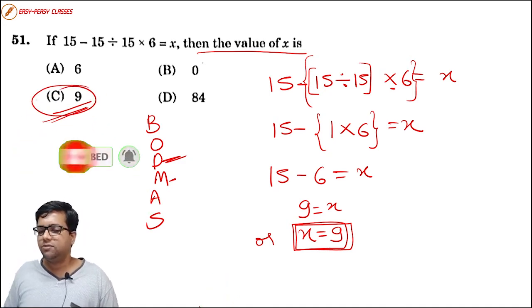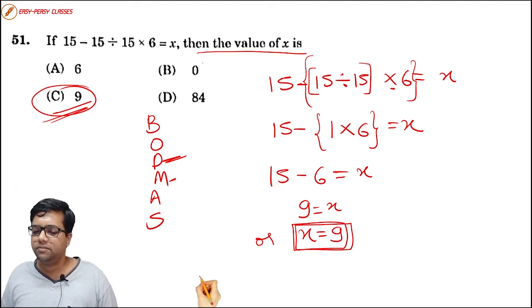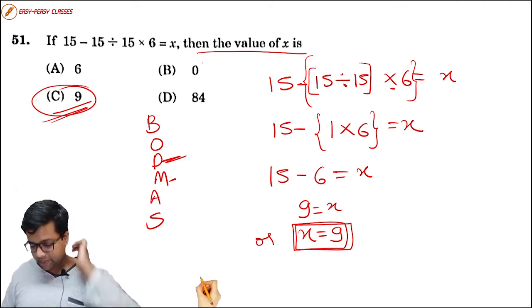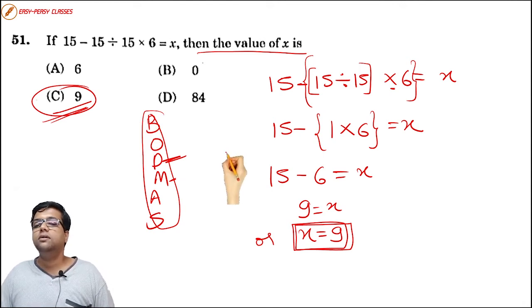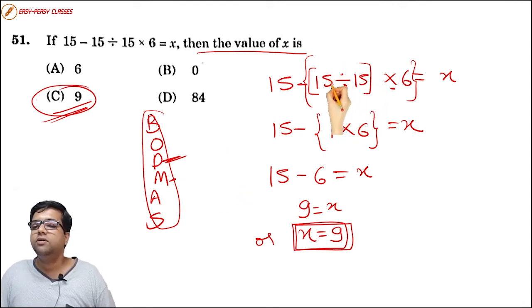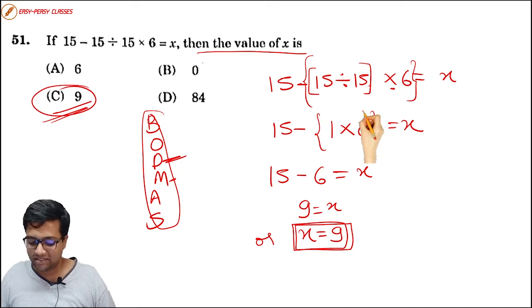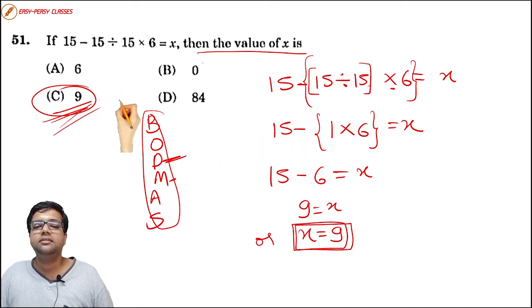It was quite an easy question. Anybody with better calculation skills could have done this. One who knows the rules of BODMAS will only attain the right value. Otherwise, he will be going for 15 divided by 15, then 15 minus 15, 0. That is, things will go the wrong way. So option number C is the right answer.